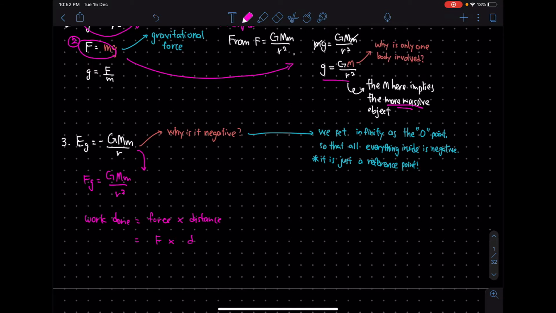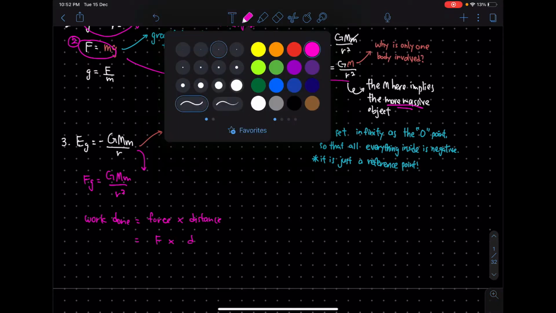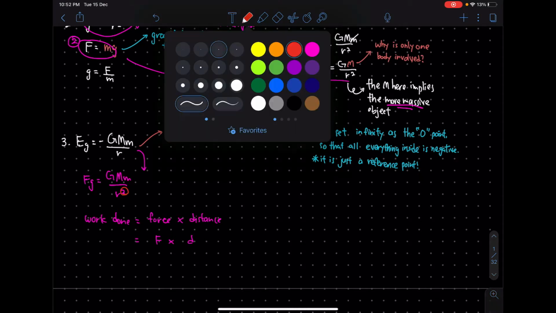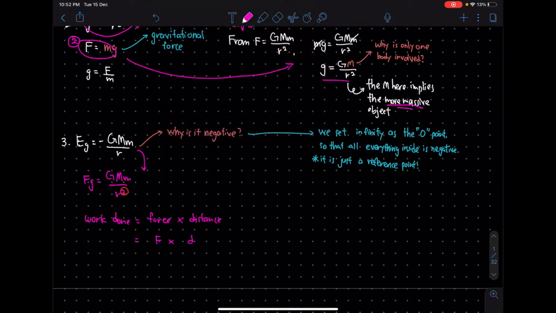The only difference is that the gravitational force has a square at the bottom, whereas the gravitational potential energy does not have a square. So you can draw a correlation between these two in the way that it seems as though the gravitational potential energy is the gravitational force times a distance, which is just r. As we all know, r represents the distance, correct? So you will get something like this, which is actually equivalent.